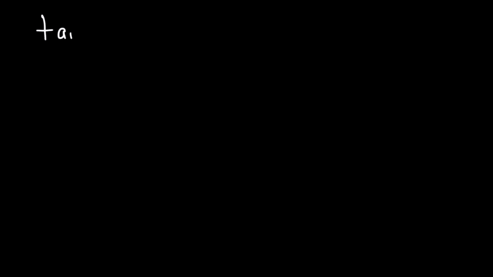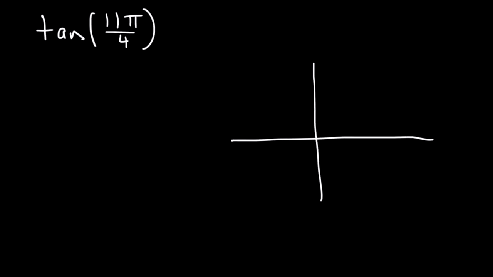Here's another one that you could try. Tangent 11 pi divided by 4. So let's plot it. Now this is 1 pi over 4, 3 pi over 4, 5 pi over 4, 7 pi over 4, 9 pi over 4. 11 pi over 4 is in the same location as 3 pi over 4. Those two are coterminal angles.